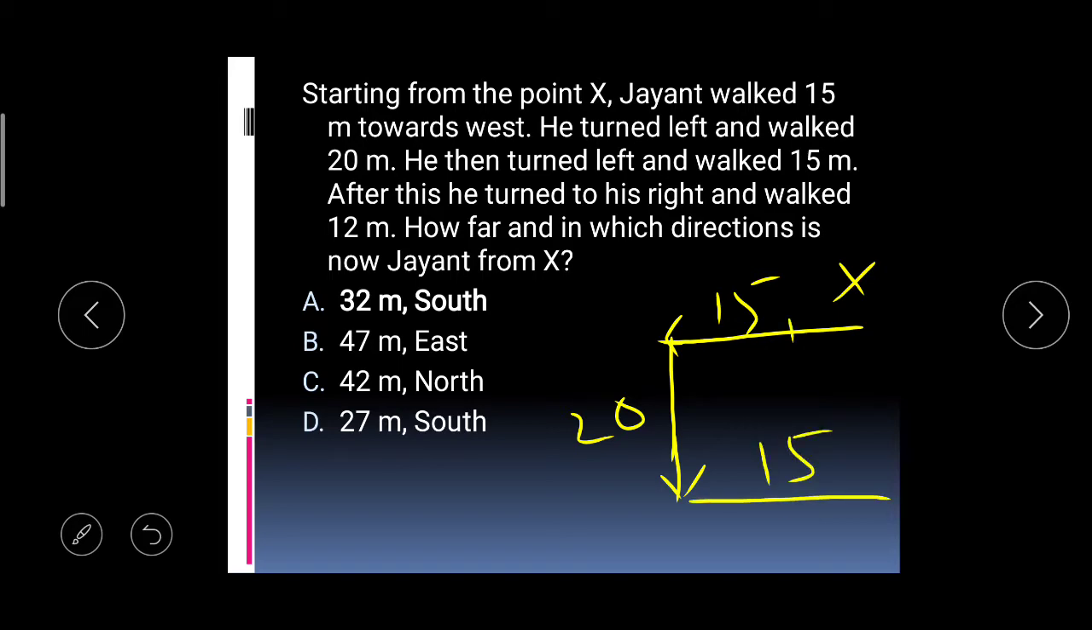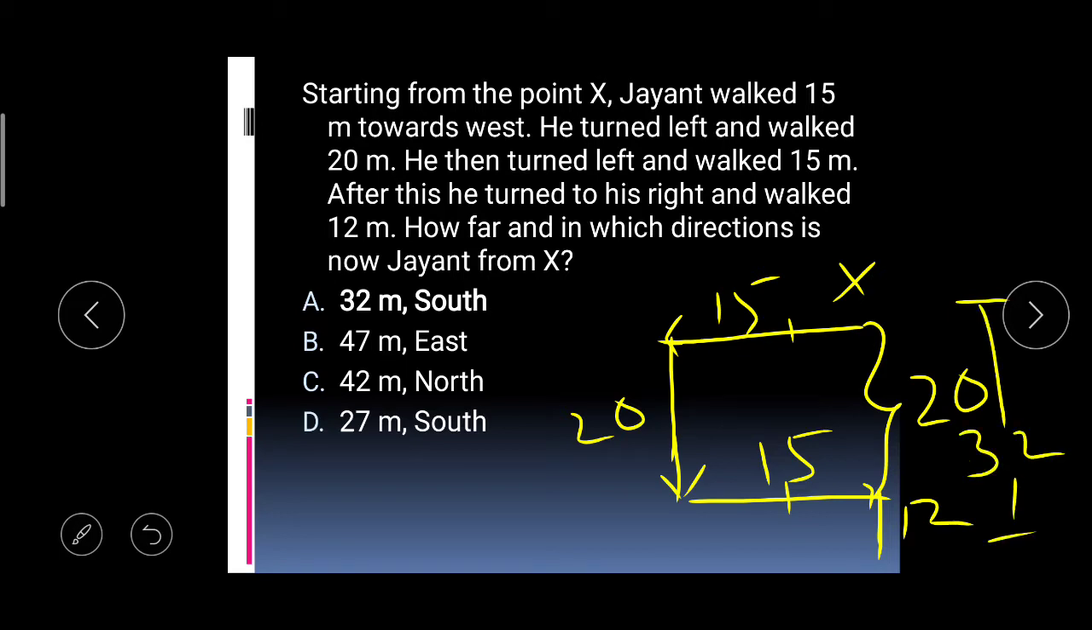That means this distance and this distance are parallel and equal. After this, he turned to his right. Again, his right is in which direction? After this, he turned to his right and walked 12 meters. That means he is going downwards 12 meters. How far, and in which direction, is Jayant now from x? This is 20, right, and this is 12. So, the whole distance is 32. So, 32 is the distance, and in which direction? This is here and this is here, that means in the south direction. So, 32 meters and south is the answer.